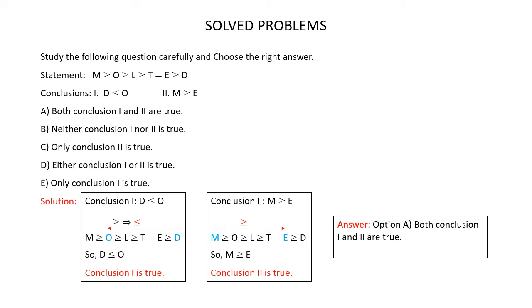Among these symbols, priority is given to greater than or equal to. So we have greater than or equal to here. So the relationship between M and E is M is greater than or equal to E, which is also conclusion 2. So conclusion 2 is true. So both the conclusions are true. The correct answer is option A. Both conclusions 1 and 2 are true.